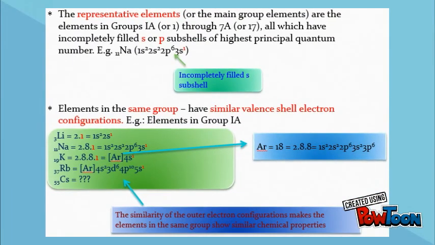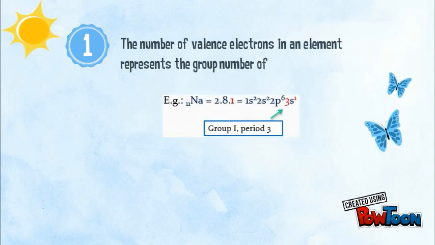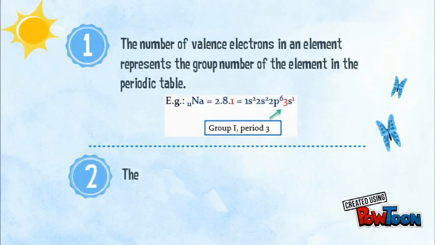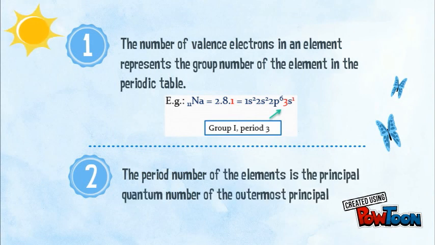The representative elements, or the main group elements, are the elements in groups IA, or 1, through 7A, or 17, all of which have incompletely filled S or P subshells of the highest principal quantum number. Elements in the same group have similar valence shell electron configurations. The number of valence electrons in an element represents the group number of the element in the periodic table. The period number of an element is the principal quantum number of the outermost principal energy shell in an atom.